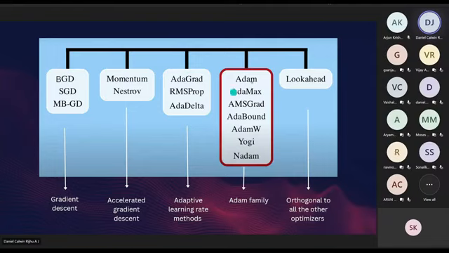And the last one will be look ahead. Look ahead optimizers are not exactly optimizers by themselves. They can be combined with the remaining specified operators to enhance their ability. So that's why they are called orthogonal to the remaining operators.